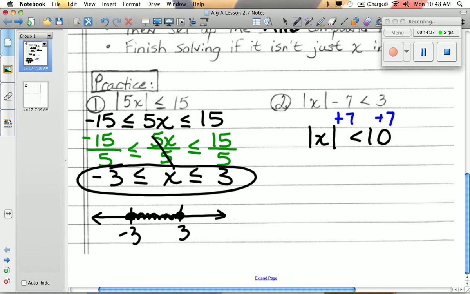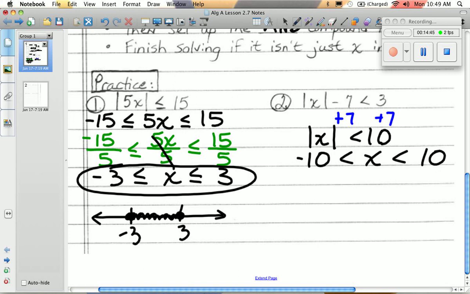Okay. Now we're ready to do the next step, which is set up the compound inequality. This says x has to be less than 10 units away from 0. So what are we going to do? Negative 10 is less than x is less than positive 10. Notice there was no equal to bar this time. We need to put it between the two numbers that are 10 units away, but they're not included.